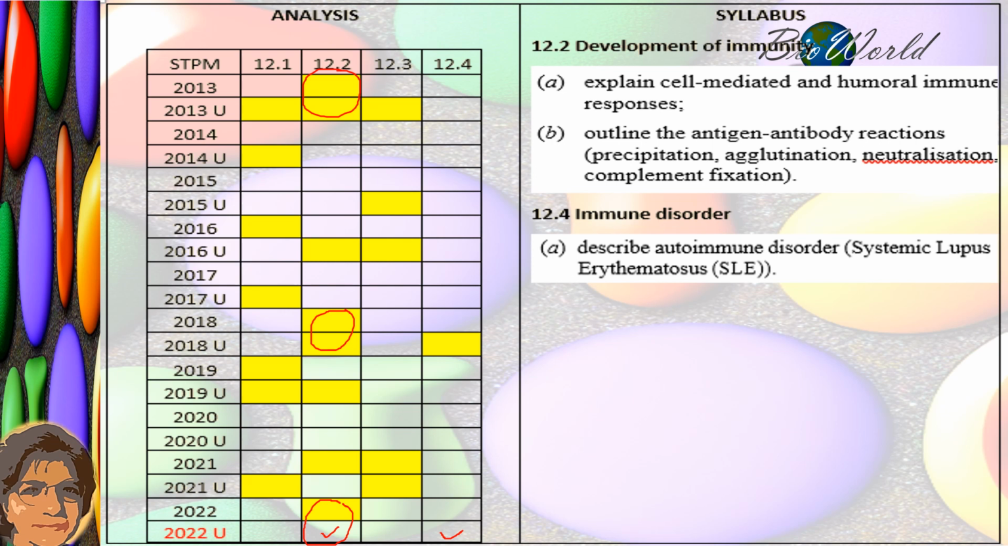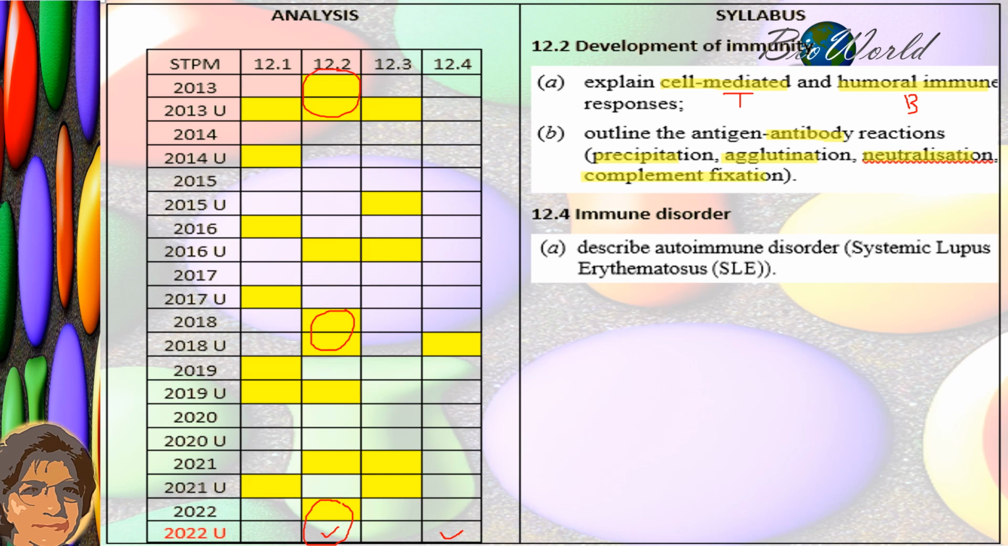For development of immunity, you need to know cell-mediated response and humoral immune response. Now remember, in cell-mediated response, we are talking about the role of T cells, and in humoral response, we will be talking about B cells. And naturally, when we talk about B cells, this will be related to the antibody reaction. Includes for precipitation, agglutination, neutralization, and complement fixation.